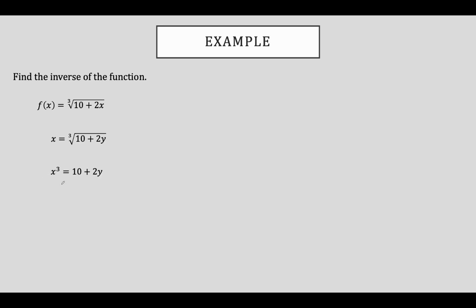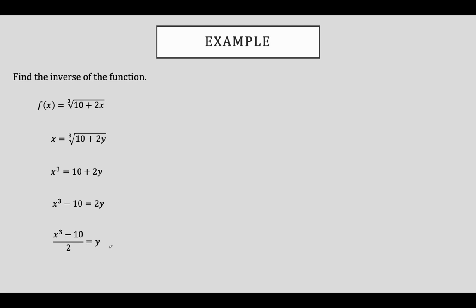That left us with x cubed is equal to 10 plus 2y. Next, we would subtract 10 from both sides of the equation. We subtracted 10 from both sides of the equation because subtracting 10 is the inverse operation of adding 10. And finally, to get the inverse function written y as a function of x, we would divide by 2. We divided both sides of the equation by 2 because dividing by 2 is the inverse operation of multiplying by 2. Inverse operations undo each other. To undo this multiplication of 2, we divide by 2. That gave us x cubed minus 10 divided by 2 is equal to y.